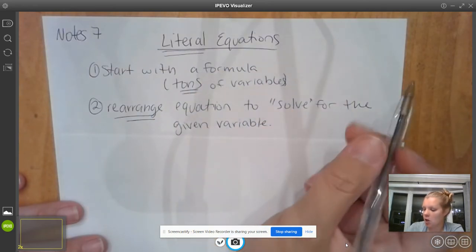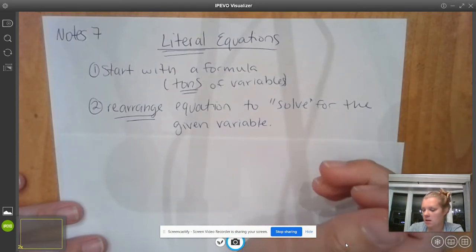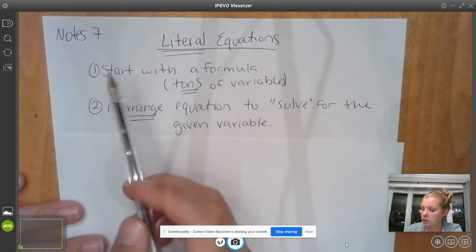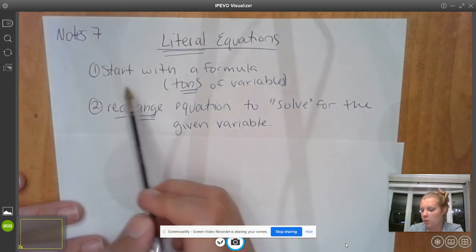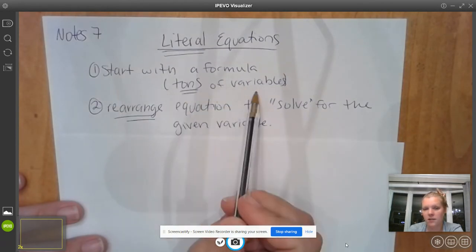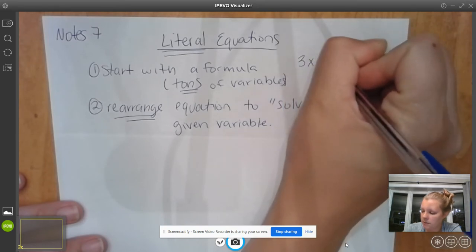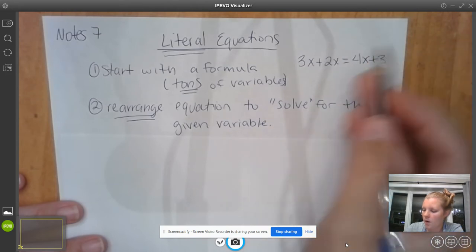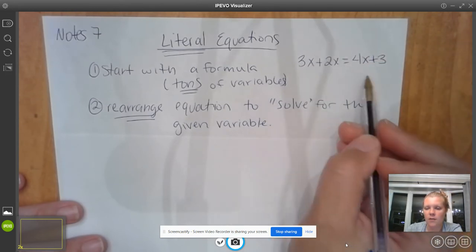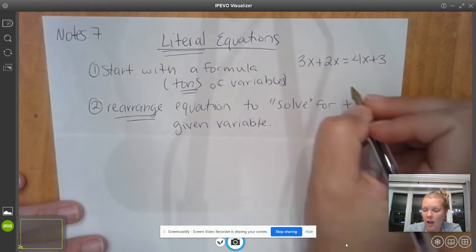Literal equations are when you have a formula and you're going to rearrange the equation to solve for different variables. So there's two important things to think about. The first is we start with a formula with tons of variables. Normally, we've been solving equations like this, with just one x throughout the equation. Now we're going to have formulas with lots more variables.